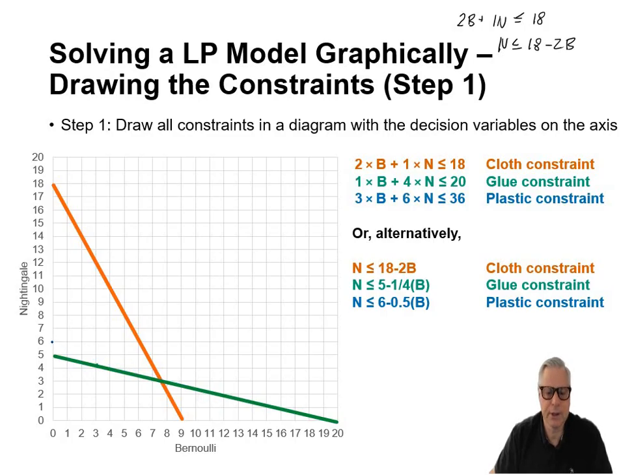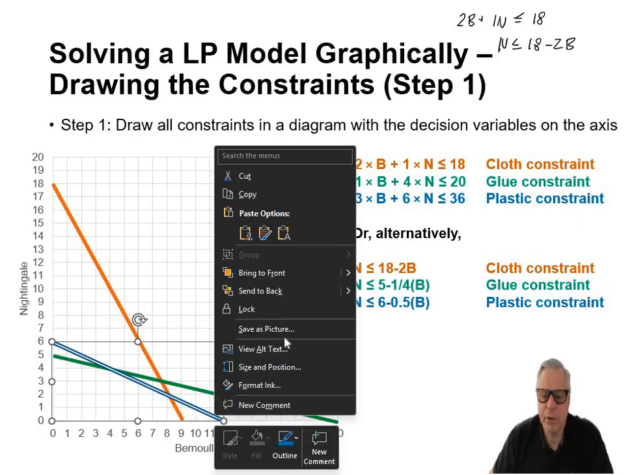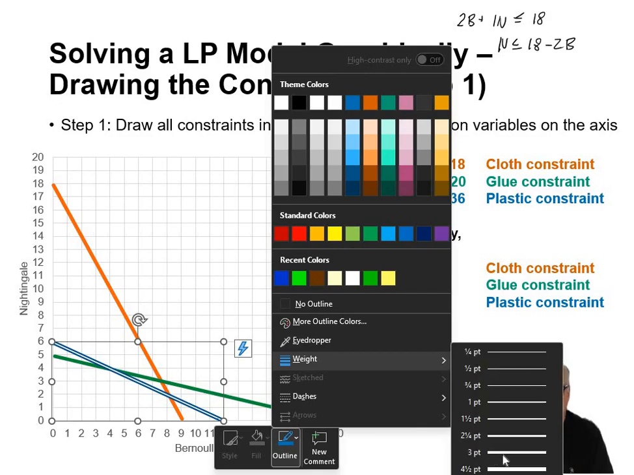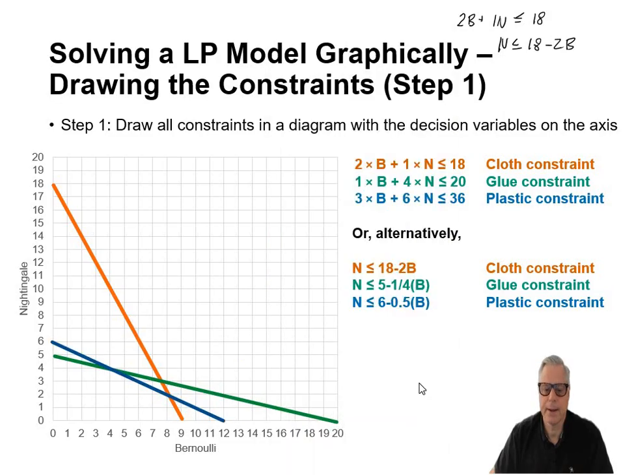Okay, but sometimes it doesn't pick up a straight line. Okay, so now we have all three constraints. And again, let's also make that a little bit bigger. Okay, so these are our three constraints.